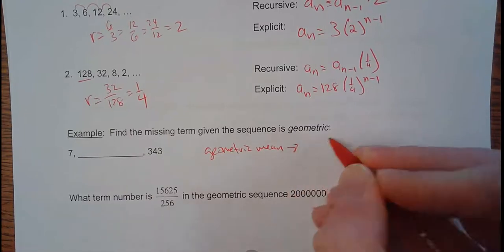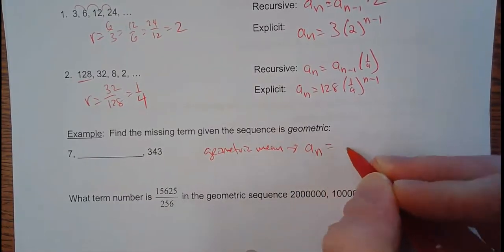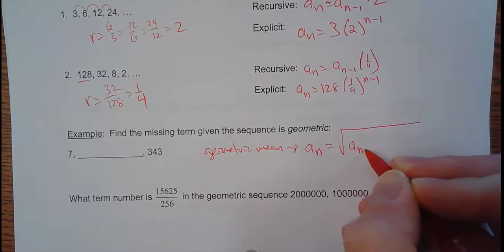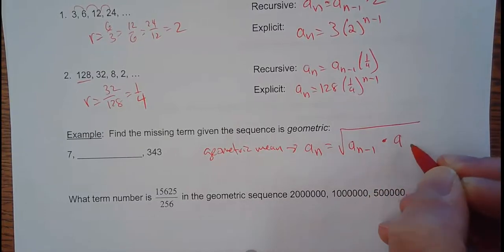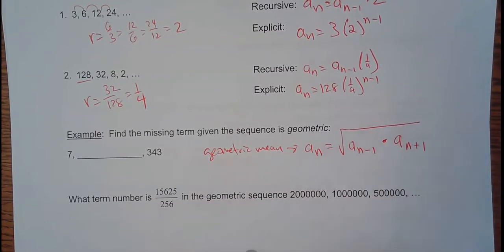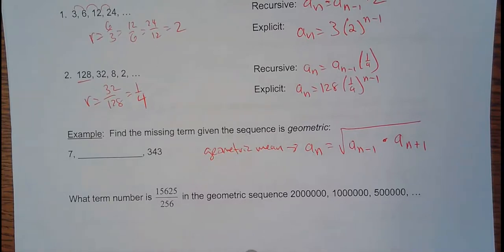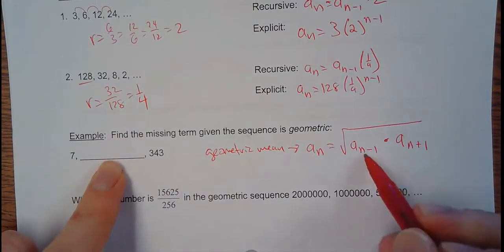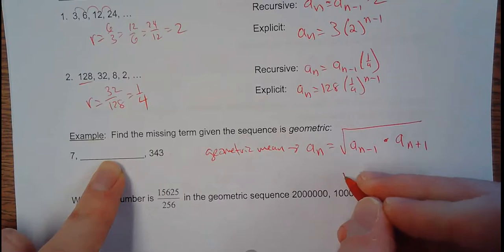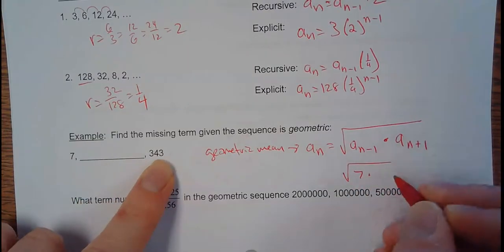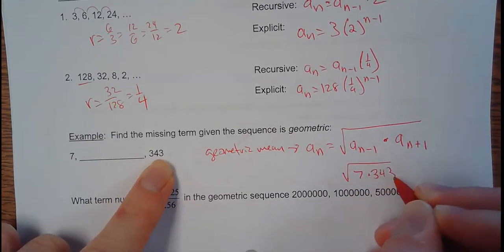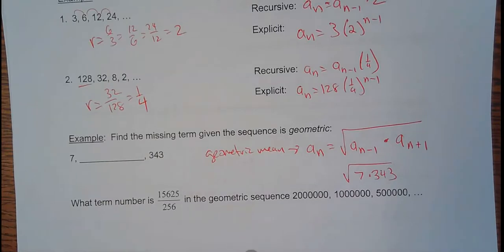And all that is that any term is going to equal the square root of the previous term times the term after it. Okay, so if I want to find this number, I need to take the term before it. So this would be 7 times, and the term after it is 343. So the square root of 7 times 343 is 49.